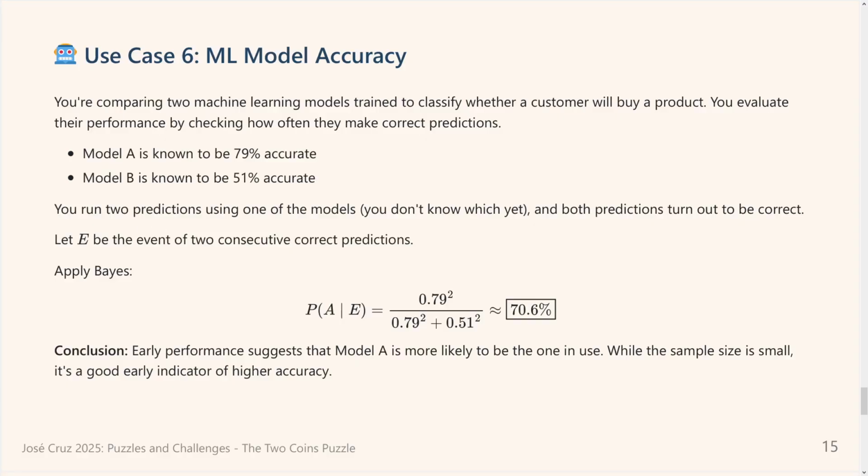You run two predictions with one of the models, and both predictions turn out to be correct. So you run two predictions, say, when I do this for this customer, I'm sure that he'll go to this product, and one will be for this product. That's what you're trying to guess.